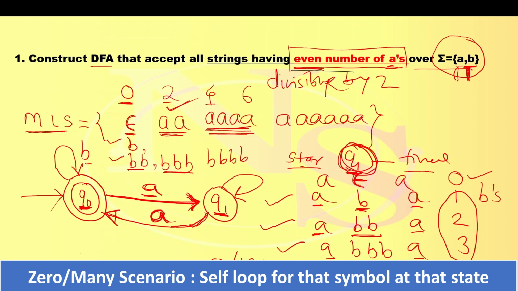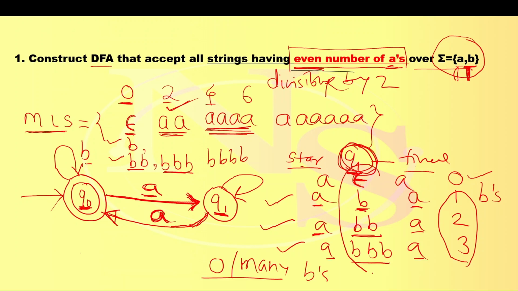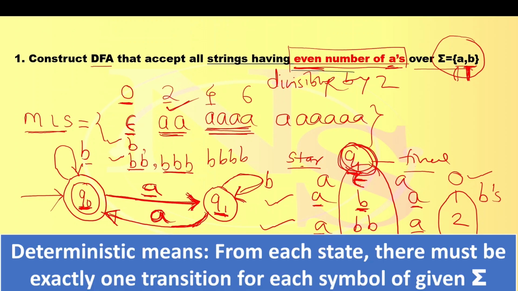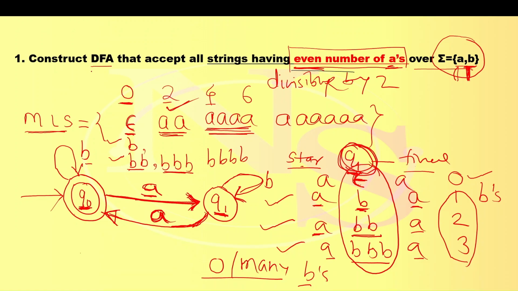In this case, it's Q1. For which symbol? Symbol B. Because 0 or many B's. So give the symbol B here. Now state Q1 becomes deterministic because transition for A and transition for B is there from Q1. And both states are deterministic, hence I can say this is deterministic finite automata.